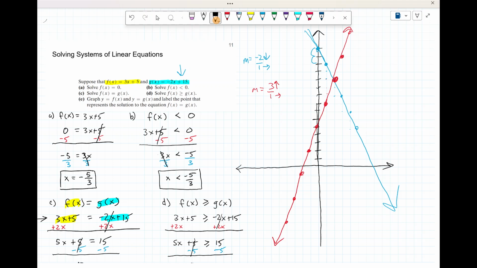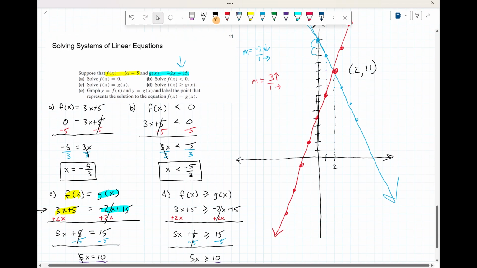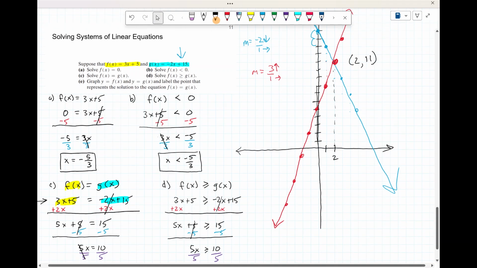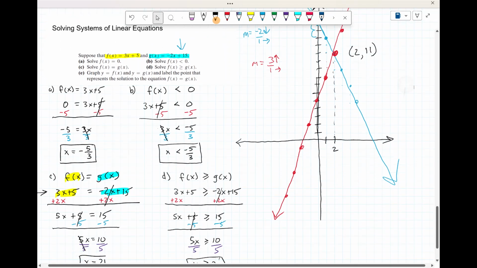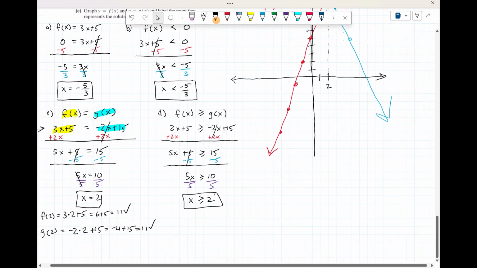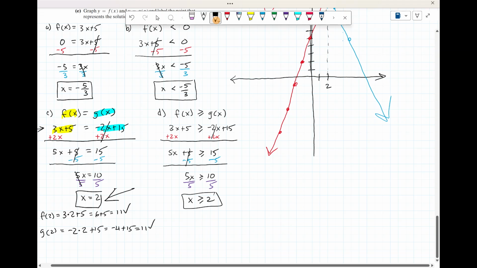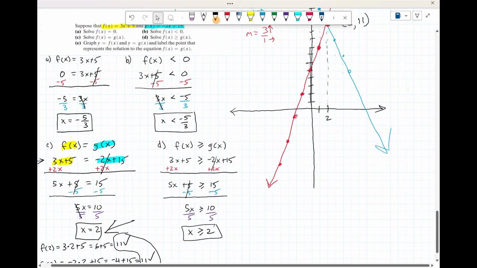All right. So, what is this point? Well, if we follow this down, my x value is 2. And my y value, if I count, is 1, 2, 3, 4, 5, 6, 7, 8, 9, 10, 11. And so that is my point of intersection. That is when f of x equals g of x. And so I labeled it. And that should make sense because we found out that when x is equal to 2, my outputs are the same. And we noticed that my outputs were equal to 11 in both situations.